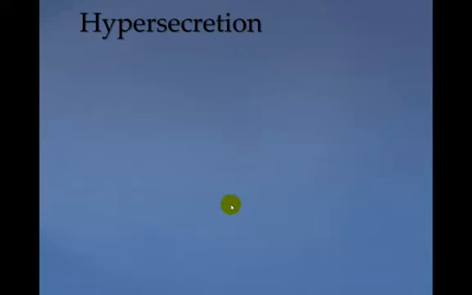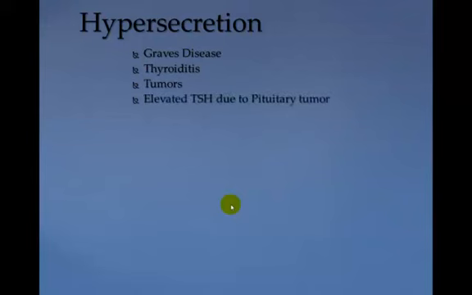Now, the hypersecretions may be caused by Graves' disease, in which the thyroid is overactive. It may be caused by the thyroid being inflamed, like thyroiditis. Tumors, such as a tumor of the thyroid, may cause hypersecretion, but also tumors that would affect the pituitary gland and cause a hypersecretion of thyroid-stimulating hormone. And then this last one, thyroid storm, is something that is not particularly well understood in the medical field, but it does cause, across the board, increased activity at the thyroid.